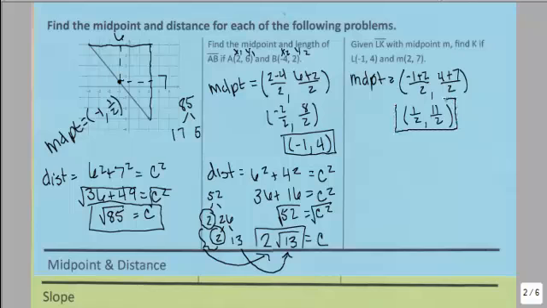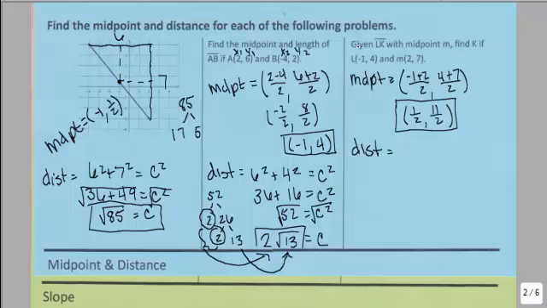I'm okay with you leaving it like this, as long as you know about where 11/2 is on a coordinate plane. If you don't, then write it as a decimal. So this would end up being 5.5, and this would just be a half. Distance.